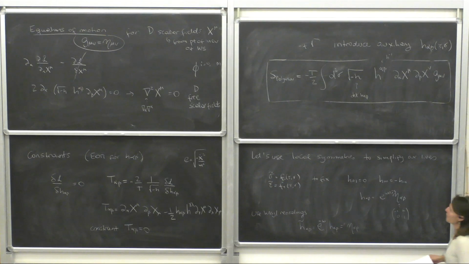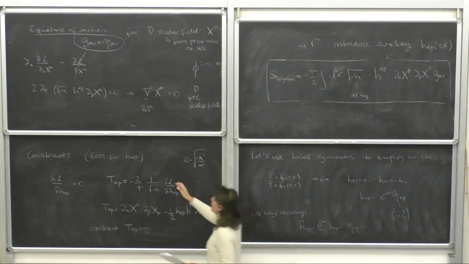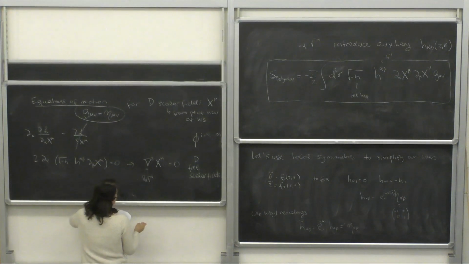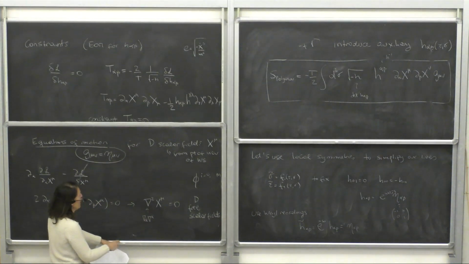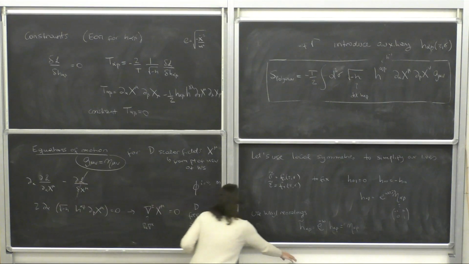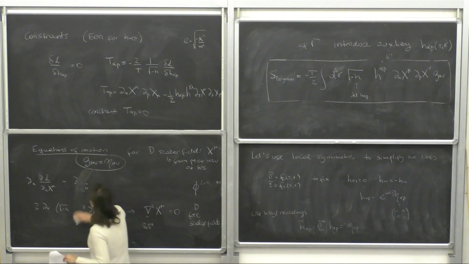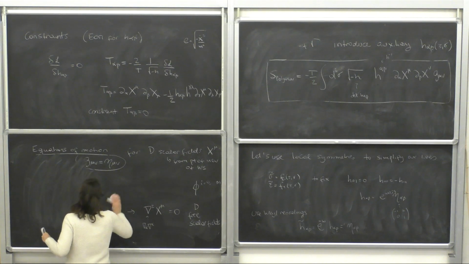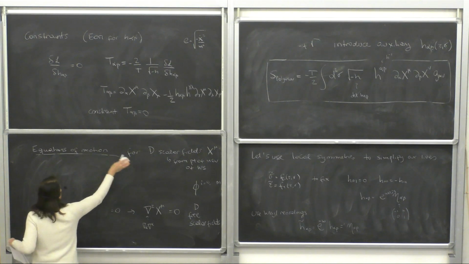And then our life is very simple because this covariant Laplacian is just an ordinary Laplacian, an ordinary second derivative.